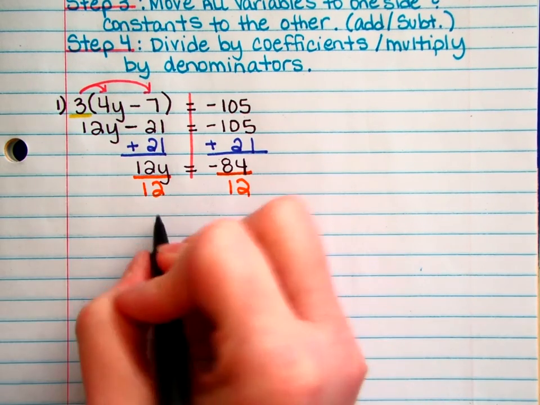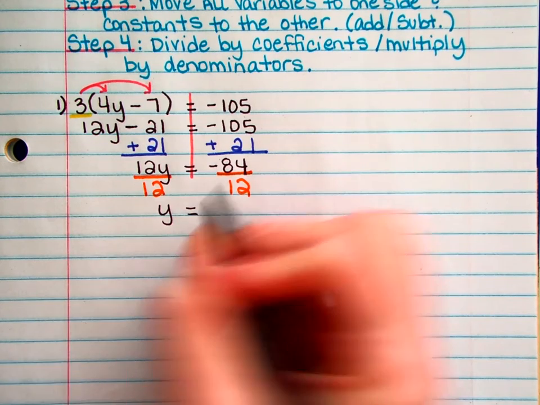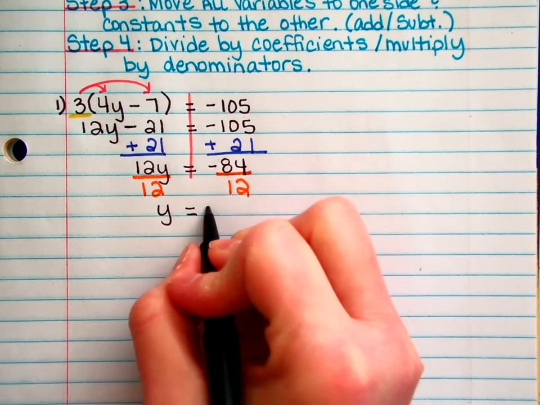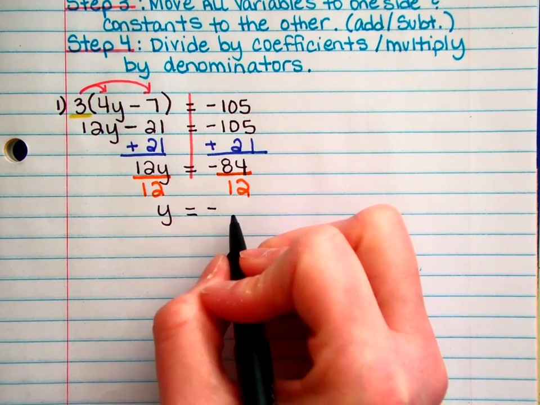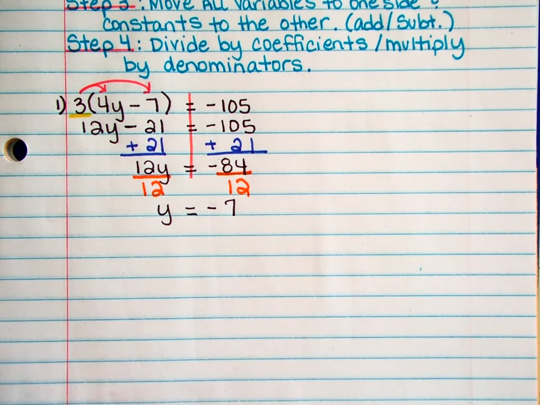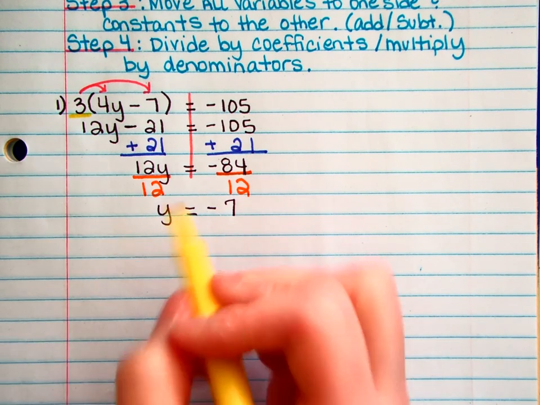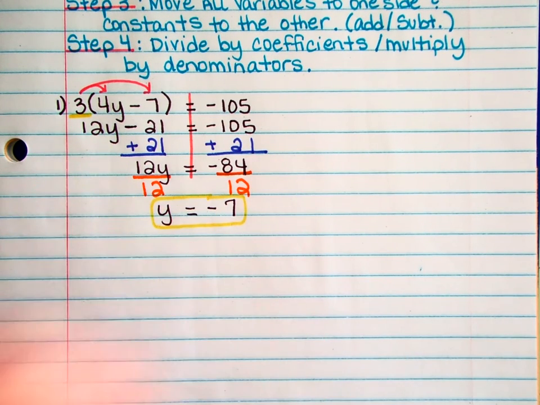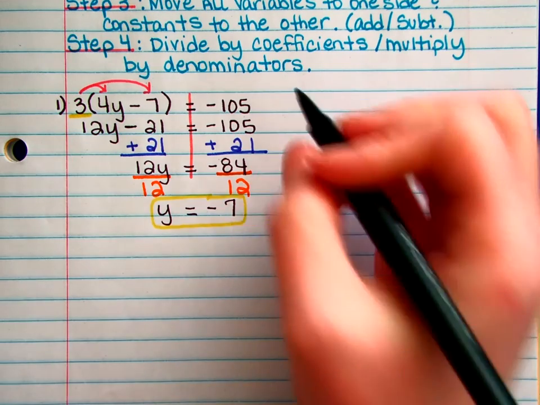When we do that, we have reached our goal of getting y all by itself. Now we're dividing. So a negative divided by a positive does yield a negative, and it ends up being negative 7. Now, if you wanted to check that, all you have to do is take that negative 7, go back, plug him in for your value of y, and work the problem out using him as the value of y.